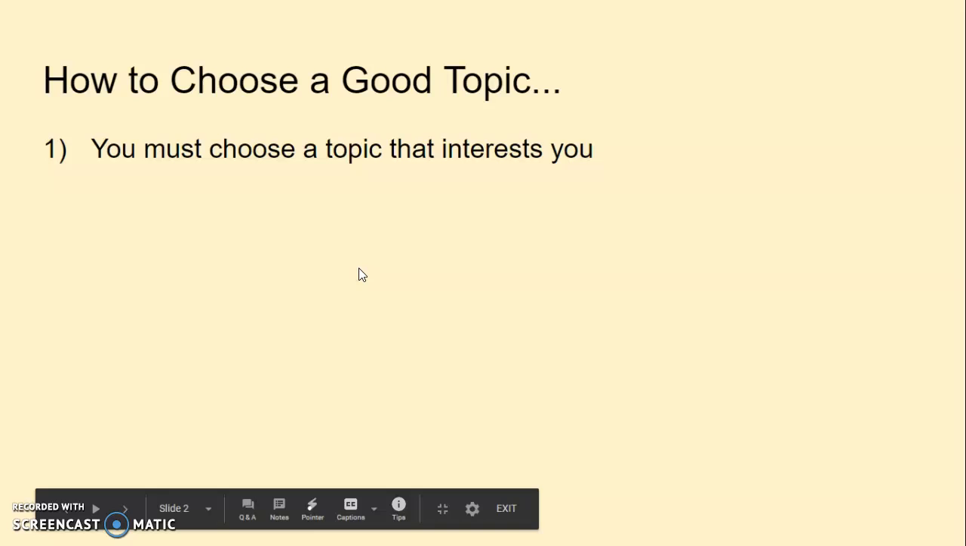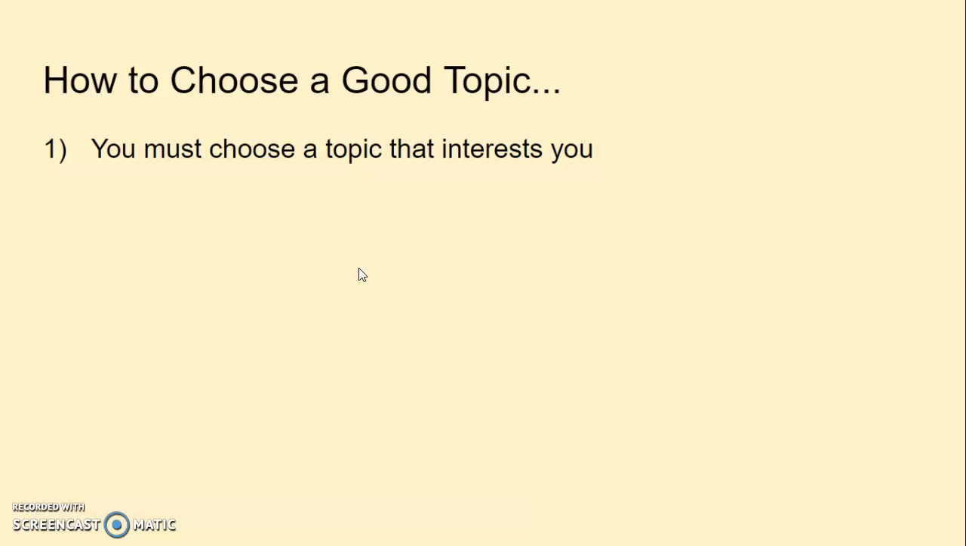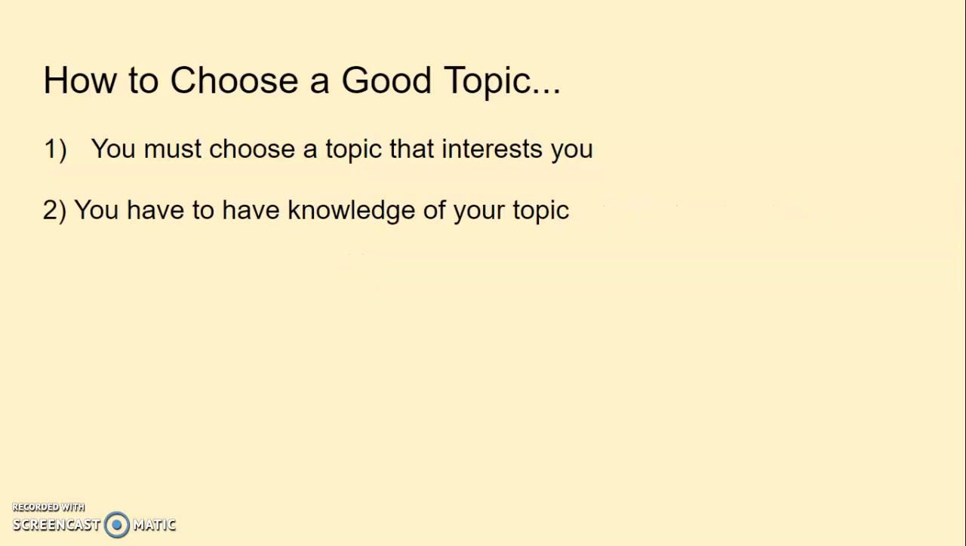You must first pick a topic that interests you. Part of being a good writer is being passionate about what you're writing. Next, you have to have knowledge about your topic. We will be developing a 5-paragraph essay on your topic, so having knowledge about it will make it easier for you to share the information with your reader.